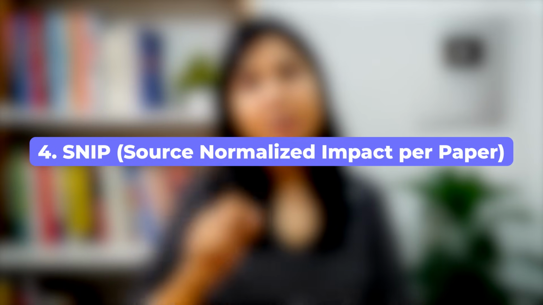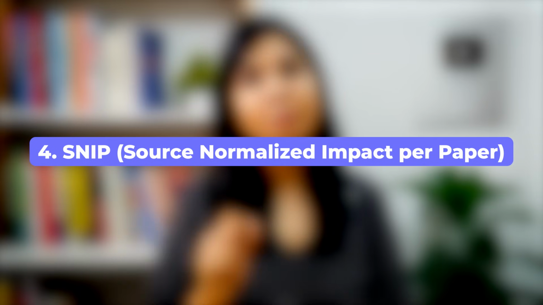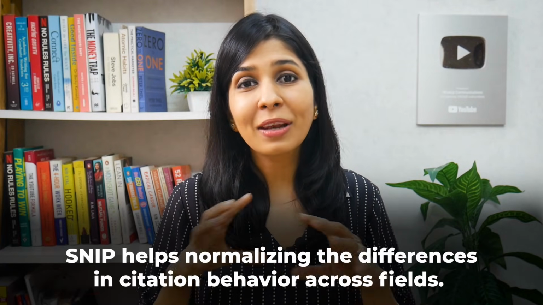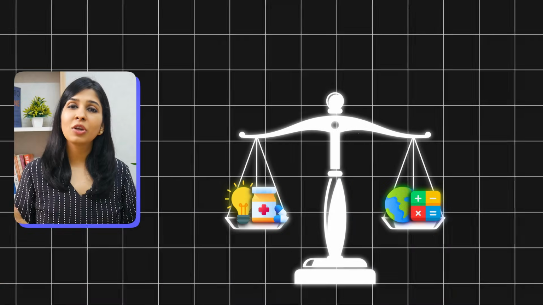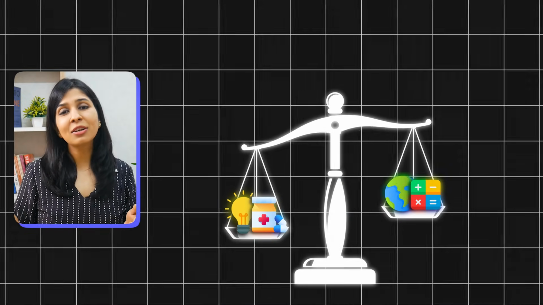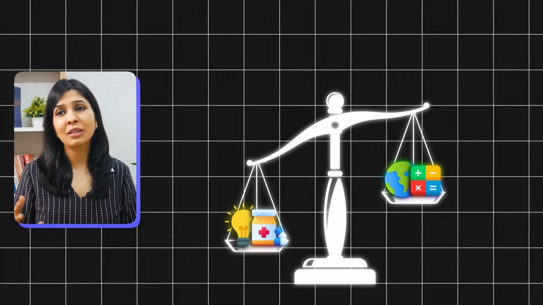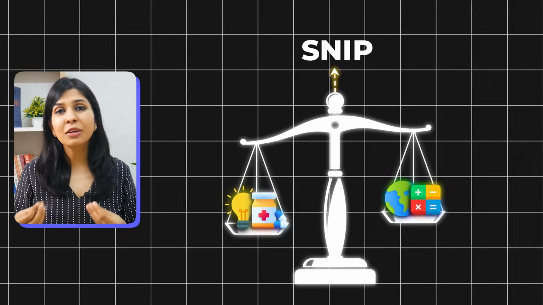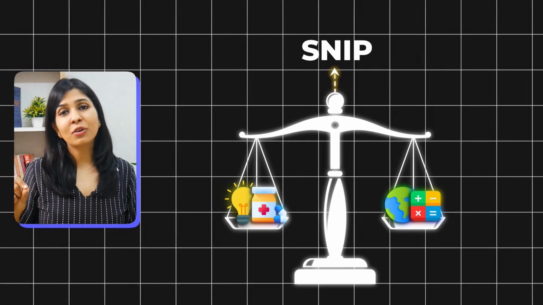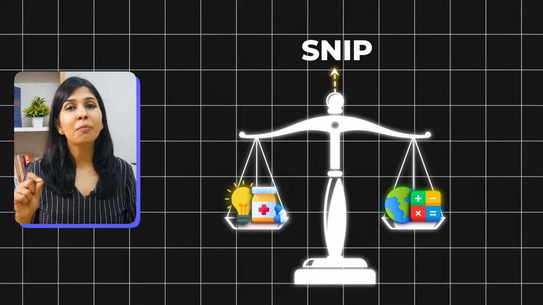Now, the last and final journal metric you should be paying attention to, and personally something I find really valuable, is SNIP or Source Normalized Impact per Paper. As the name suggests, SNIP helps in normalizing the differences in citations across fields. Some research areas like medicine or physics naturally receive more citations as compared to fields like social sciences or mathematics. So SNIP helps in adjusting for these differences, allowing journals from different disciplines to be compared more fairly.